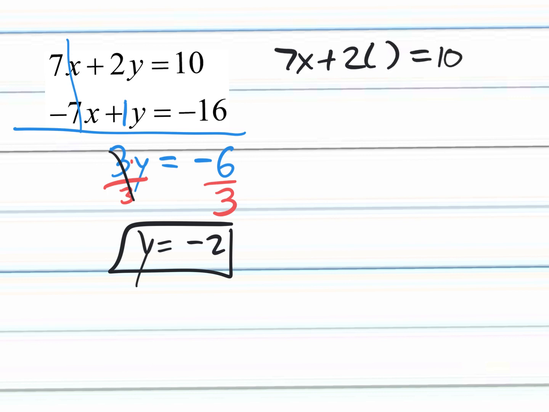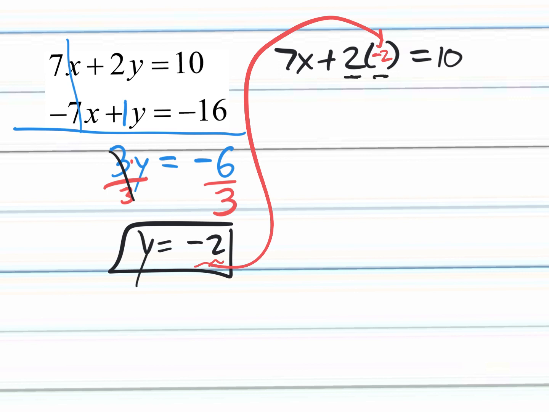Now, you might be thinking, why did I put parentheses on the y instead of y? Because we know what y is. We know that y is -2, so that's what we're going to plug in. So the -2 is going to go right in there. And now we need to do the math, right? We need to actually multiply.